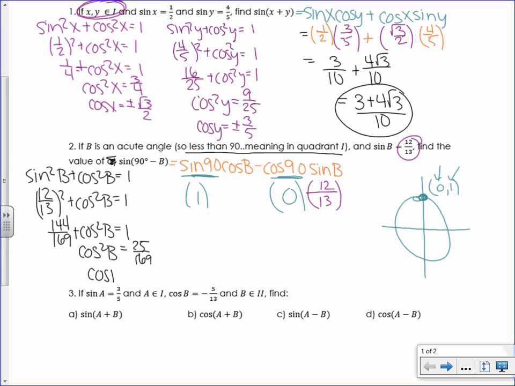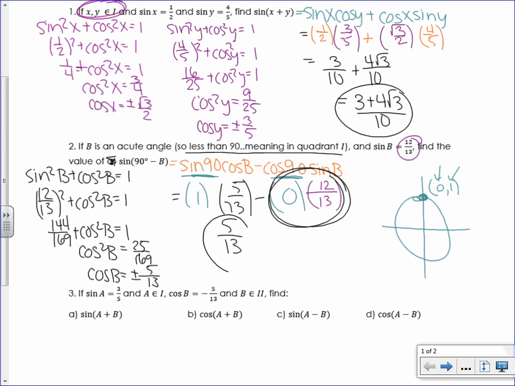Square root both sides, you get that cosine of b is equal to plus or minus 5/13. But I'm in quadrant 1, and cosines are positive in quadrant 1, so I only want 5/13. Almost forgot my minus sign. Okay, and this is nice because 1 times 5/13 is just 5/13, and I don't care. And over here, that's times 0, so I don't care because anything times 0 is 0. So that right there is your final answer, 5/13.